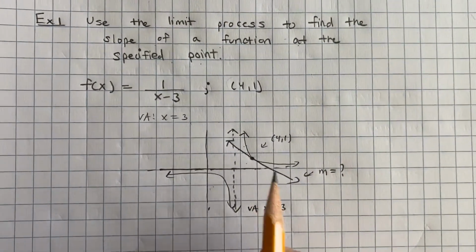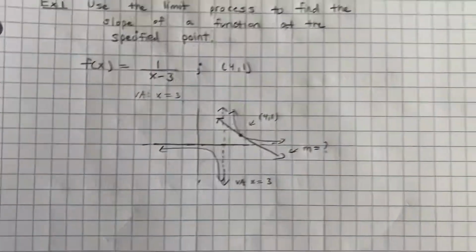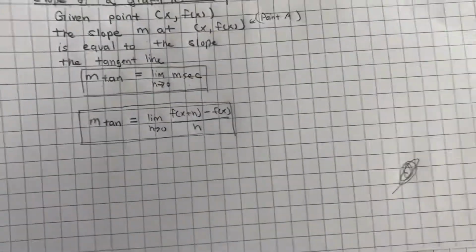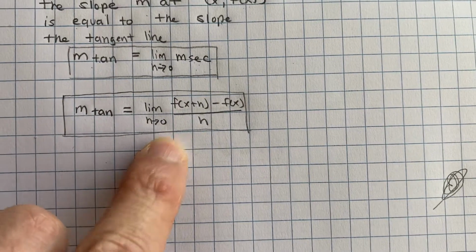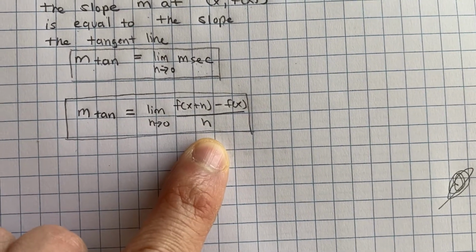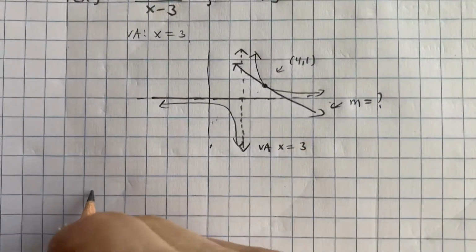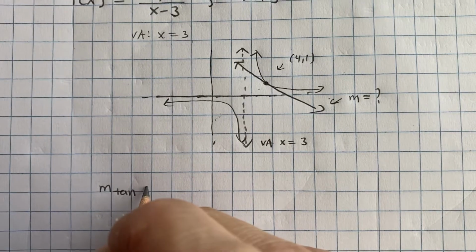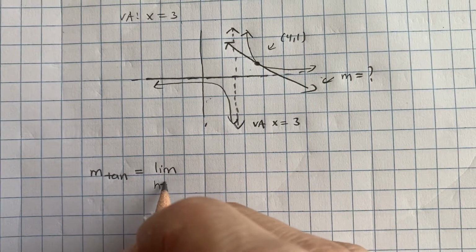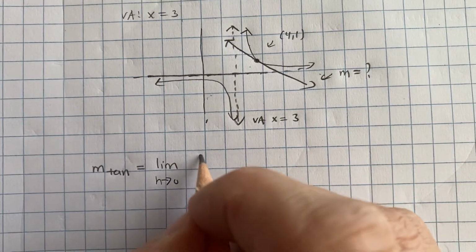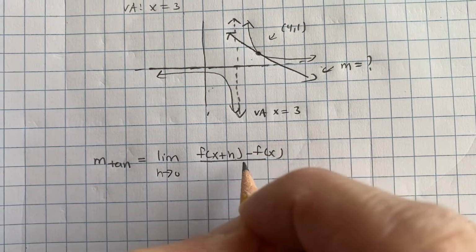And so we're going to use our equation of the tangent line, which I have in this video or in the previous notes. The slope of the tangent line is the limit as h goes to 0 of the slope of the secant line. Let's write that down. The slope of the tangent line at a specific point is equal to the limit as h goes to 0 of f of x plus h minus f of x, all over h.